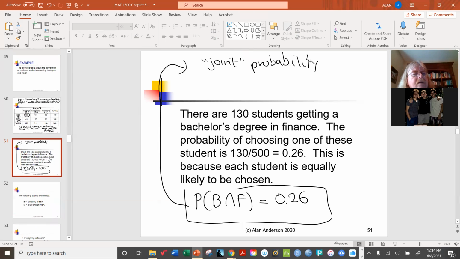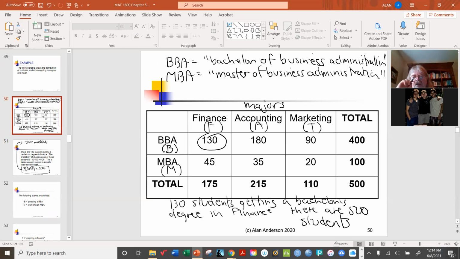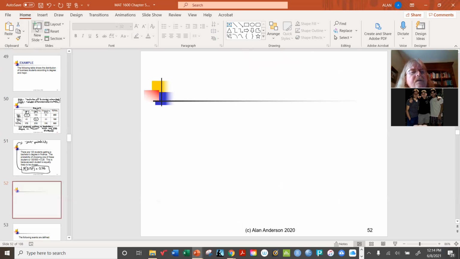All right, so here's another one. The probability that a randomly chosen student is getting their MBA in accounting is 35 out of 500. So let's note that here.